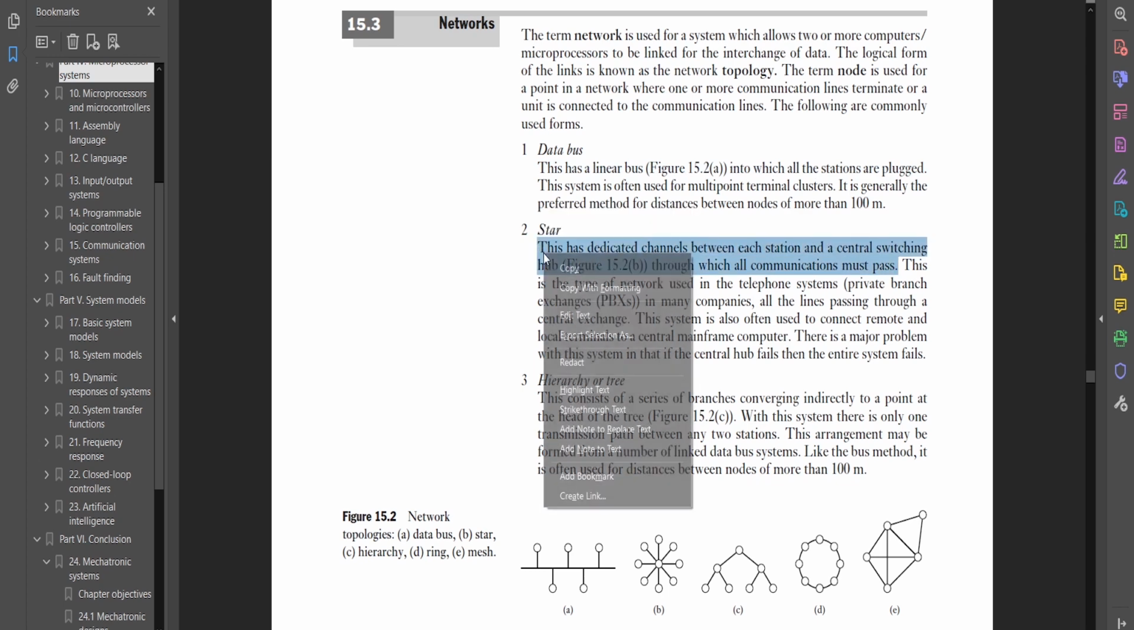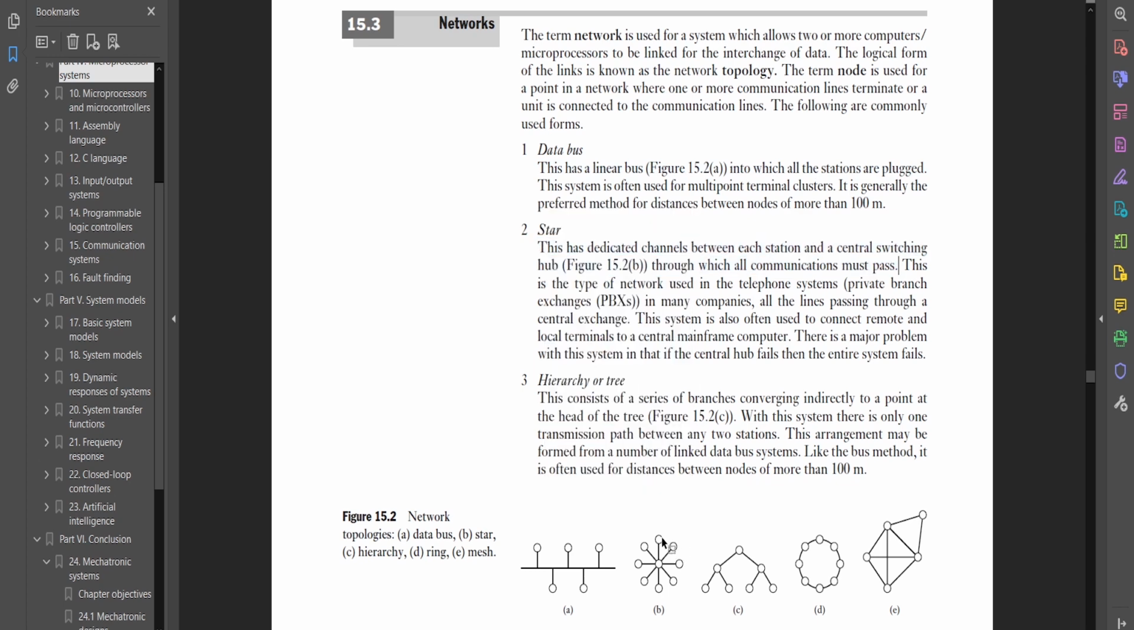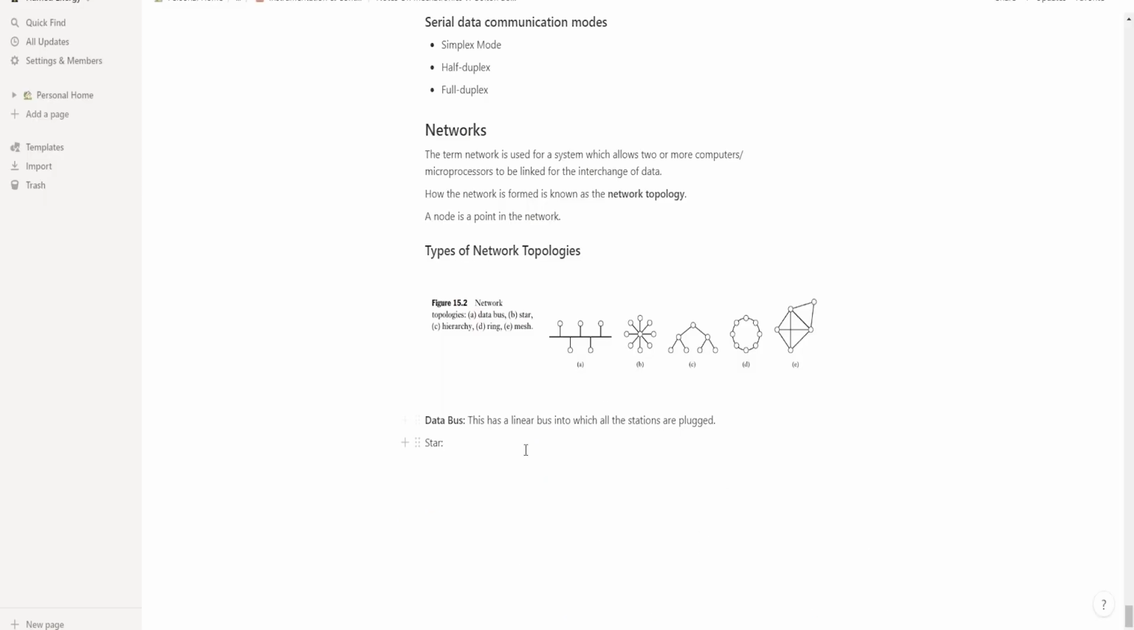So if number 1 wants to communicate with number 5, with stations 1, 2, 3, 4, 5, it has to do so via the central hub, right? Cool.